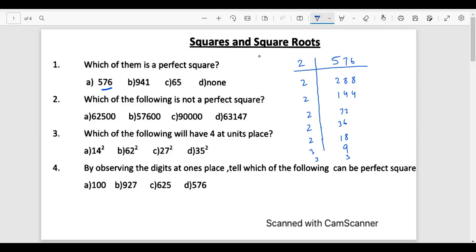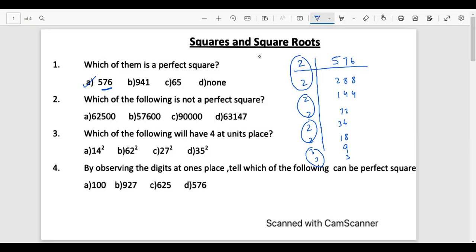ठीक है, ये बेसिकली मेरे पास प्राइम फैक्टर्स आ रहे हैं, ठीक है. तो मेरे पास यहाँ पे एक पेयर बन गया, दूसरा पेयर बन गया, तीसरा पेयर बन गया और चौथा पेयर बन गया. Since I have all the pairs, it means I would be having a number which, if I multiply it with itself, would give me 576, ठीक है. So the answer is going to be A. 576 is a perfect square.